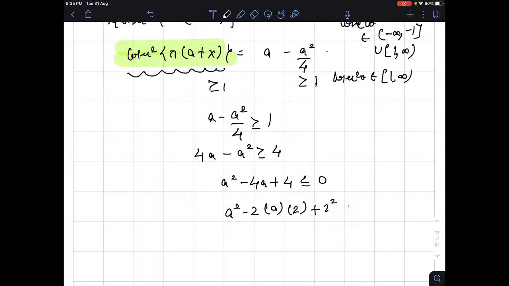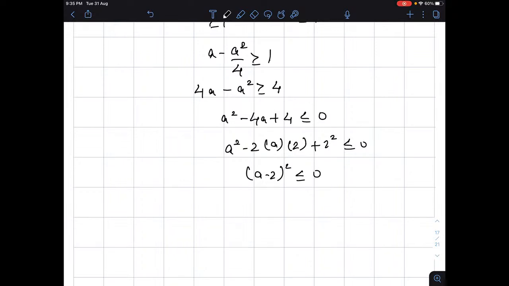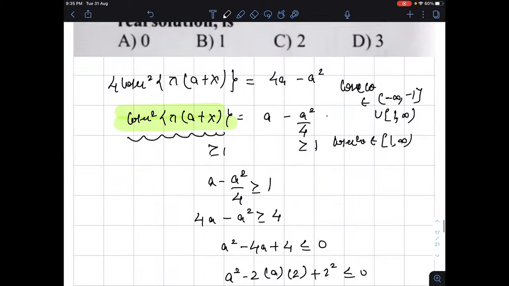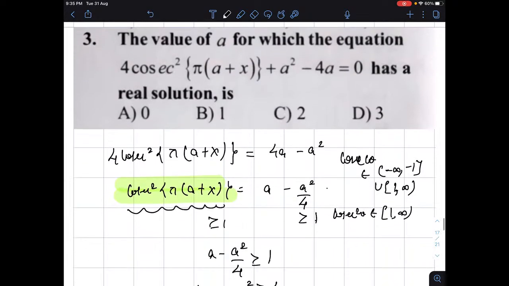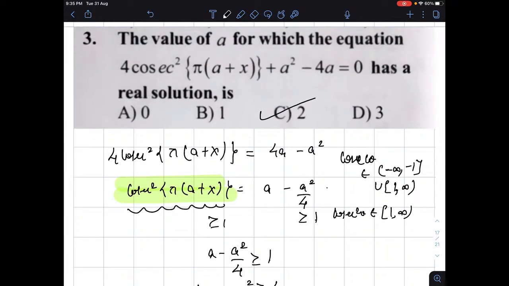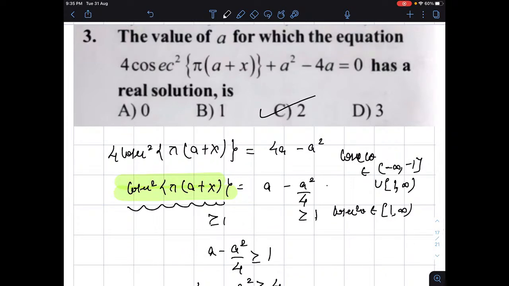Plus 2 whole square is less than or equal to 0, or a minus 2 the whole square is less than or equal to 0. But a whole square is always greater than or equal to 0 for a real number. So a minus 2 will become 0 and 0 only. That means a will become 2 and 2 only. So what has been asked has a real solution, and that solution will be option C. Hope you guys got my point.